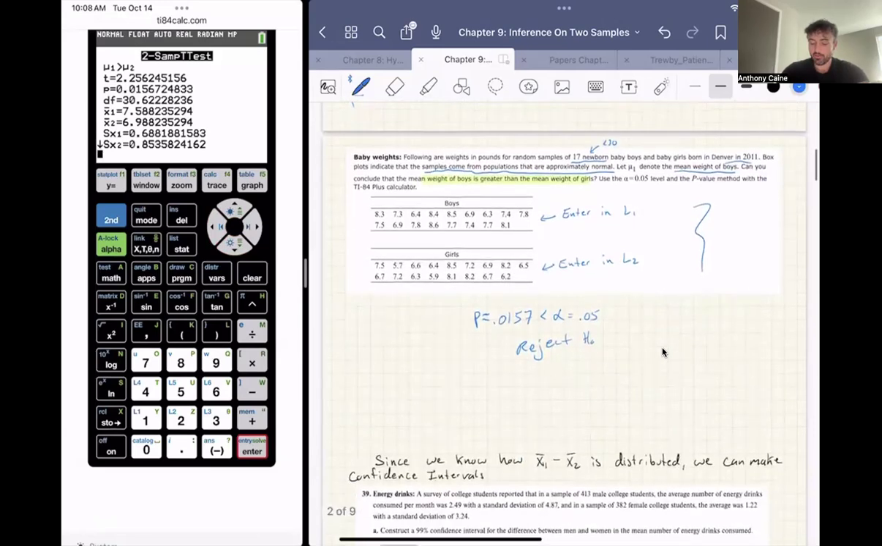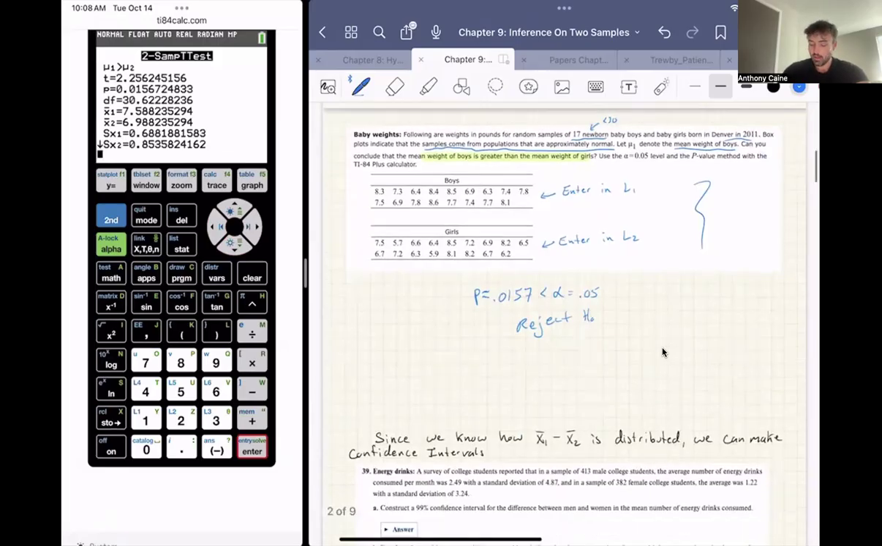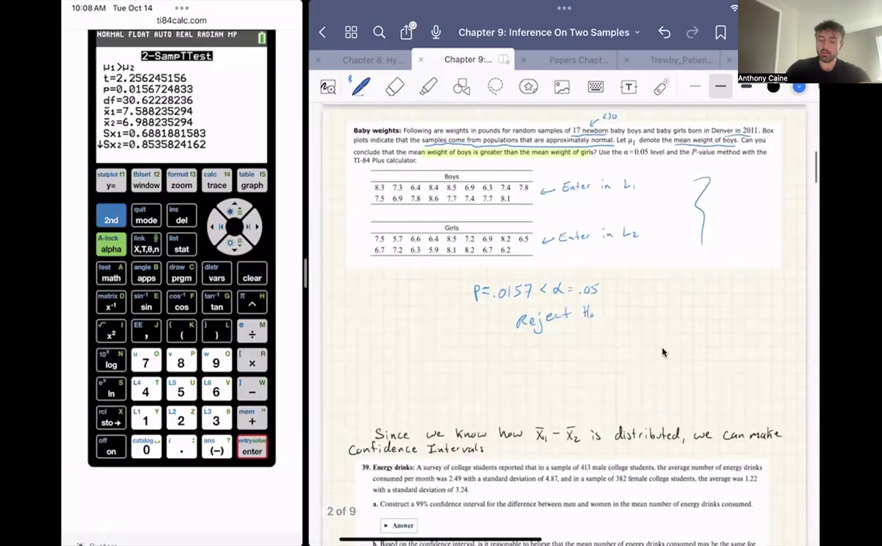Okay. If you can do hypothesis testing, you can do confidence intervals and vice versa. So this could ask us to capture a confidence interval for this difference, right? How big of a gap is there between boy weight and girl weight at, what is this, 1 year old or something? Oh no, newborn babies. Okay, newborn babies.